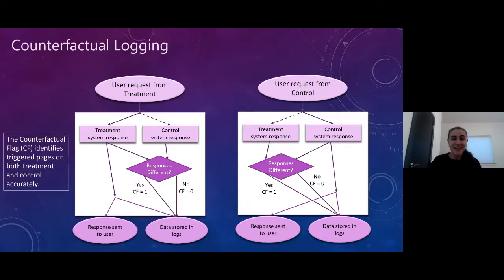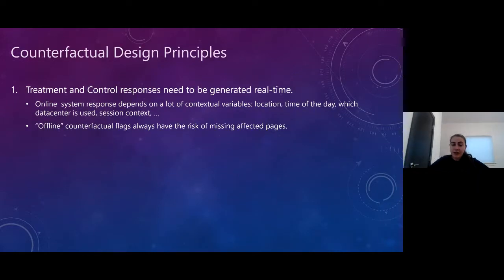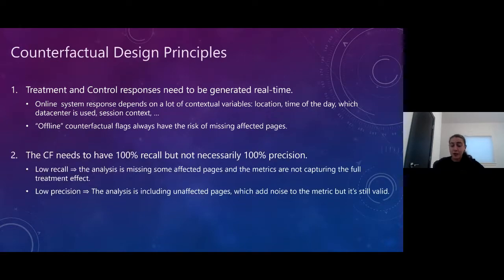So when you're designing your counterfactual, there are a few things to keep in mind. You really want to be running this counterfactual in real time, because there are multiple factors that can affect it. And the counterfactual needs to be very accurate. So you really want to detect all the pages that are affected and not miss any of them. Because if you have a low recall, your analysis is missing some important affected pages, and by not having them, you're biasing your measurement. Low precision is a problem, but not as much of a problem. It will increase noise in your measurement, but the counterfactual itself is still valid.